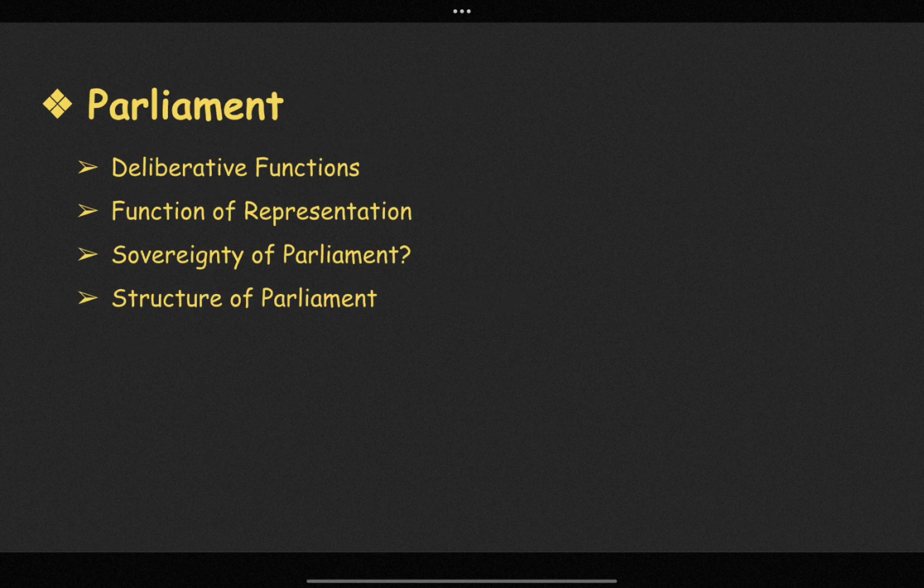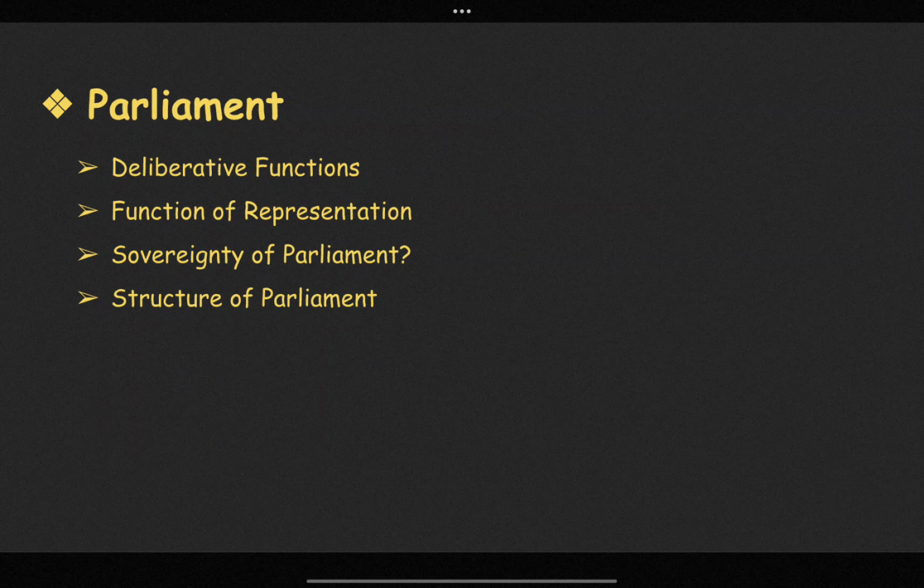Now we are proceeding to the next part, which is a very important part of a country, that is the Parliament. Now we should know why there is a need to have a Parliament. The answer is it provides the members to the Union Council of Ministers. Now there are two important functions. First is the deliberative function, and the second one is the function of representation.